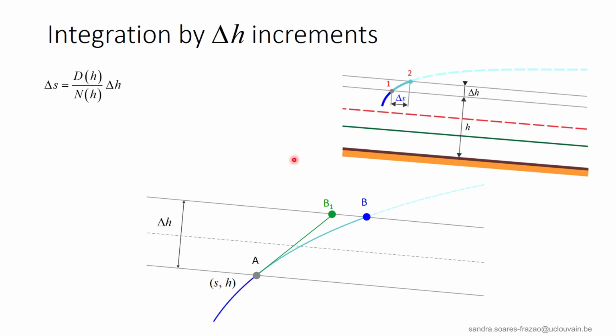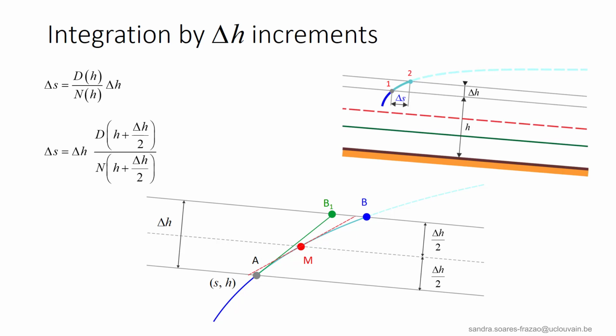Doing this, we find point B1. We see that this point can be quite far from the exact solution at point B. So the accuracy of the estimation depends, of course, on the size of the step delta H, but also on the curvature of the water profile, as we approximate it locally by a straight line that is the slope of the water profile at point A.